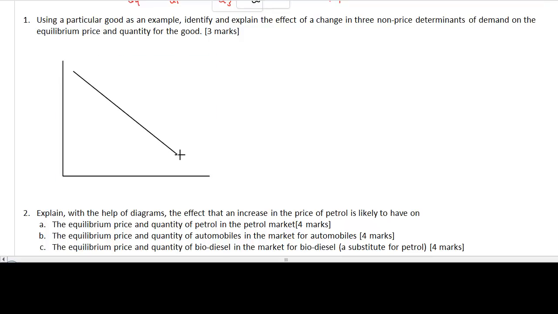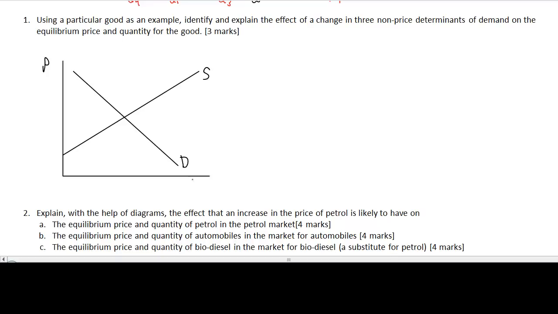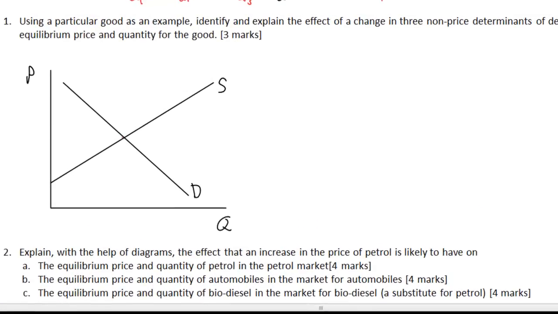In order to show the equilibrium price and quantity for a good, we must consider both the demand for that good and the supply of that good. The equilibrium price of a good is found at the intersection of demand and supply. Now, although this question does not ask for a graph, I'm going to draw one just to illustrate the effect on equilibrium price and quantity of changes in the determinants of demand for a particular good. So the good I'm going to consider is ice cream. Let's consider three non-price determinants of demand for ice cream. The first one is going to be the price of a related good, and the related good I'm going to consider is frozen yogurt.